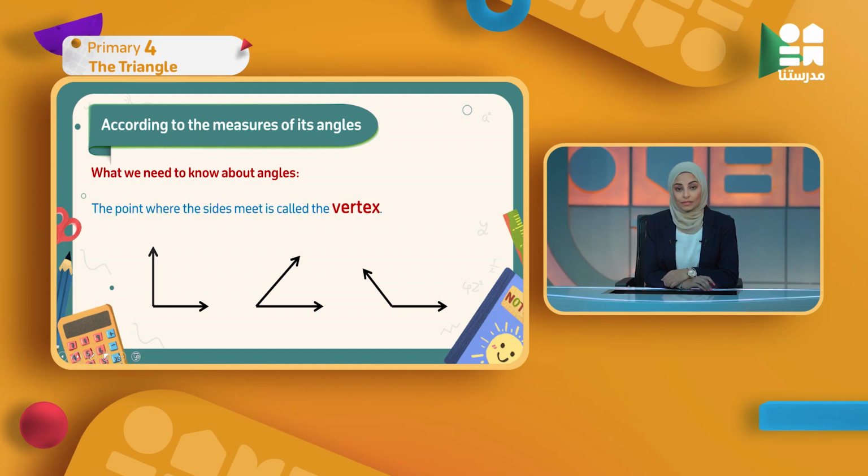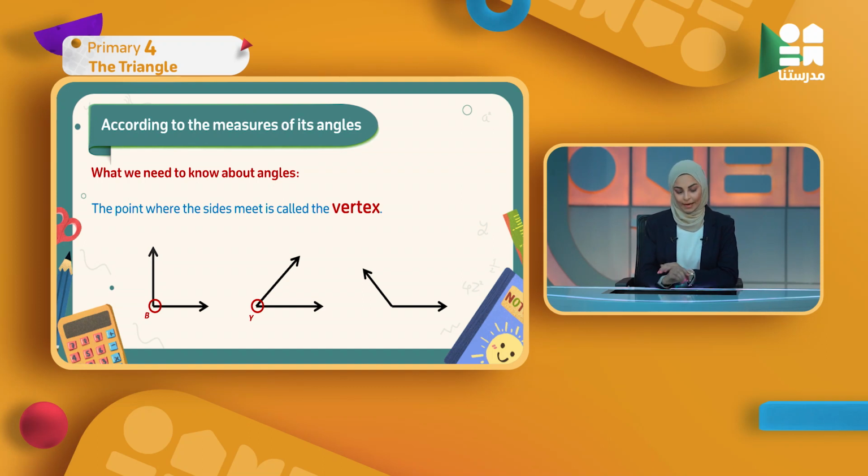The point where the sides meet is called the vertex. Again, the point where the sides meet is called the vertex. Who can tell me where the vertex is here? Yes? This point is called the vertex, point B. Why? Because this is the point where the 2 sides meet. So, B is the vertex in the first shape.